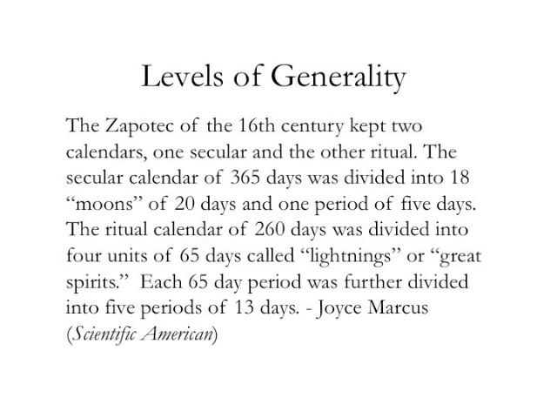This idea of levels of generality is illustrated by Joyce Marcus in an article for Scientific American. The Zapotec of the 16th century kept two calendars, one secular and the other ritual. The secular calendar of 365 days was divided into 18 moons of 20 days and one period of 5 days. The ritual calendar of 260 days was divided into 4 units of 65 days called lightnings, or great spirits. Each 65-day period was further divided into 5 periods of 13 days.